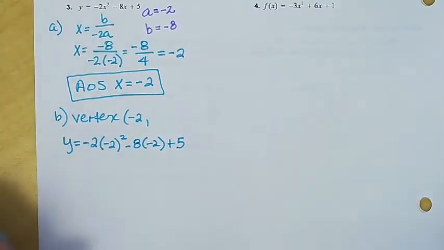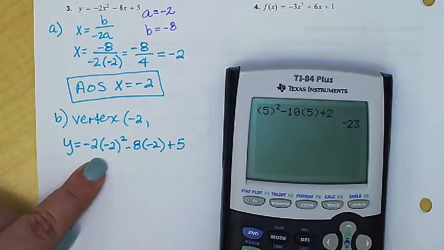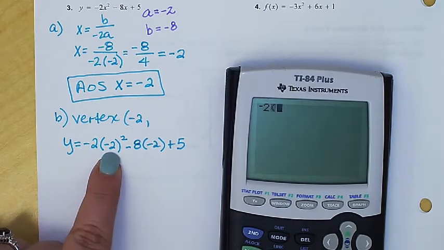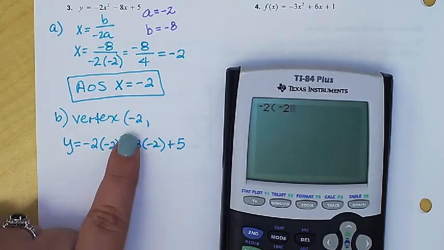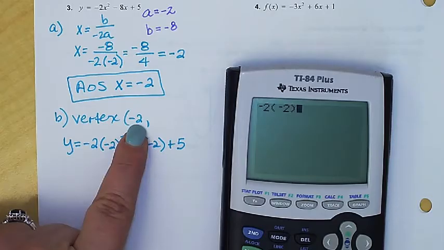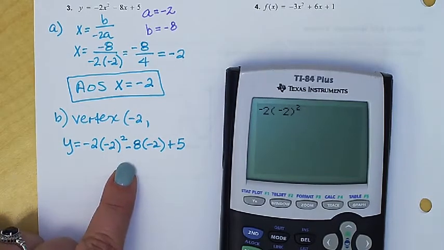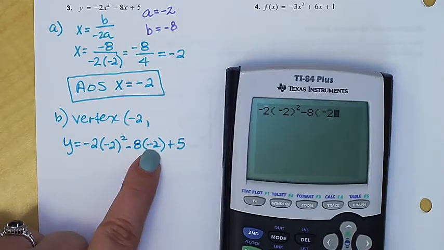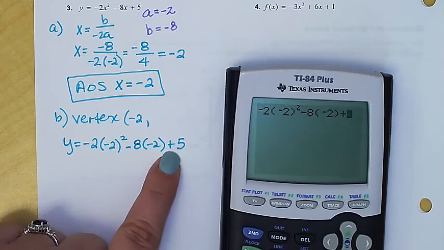Okay. And again, you could do this by hand, or you could grab your calculator. It's a good exercise. Make sure you're using negative signs unless it's a subtraction, right? The calculator does distinguish. So I want to do negative 2 as my coefficient, and then in parentheses, I'm going to insert the negative 2 x-coordinate. That's squared. And then minus 8, insert a negative 2 again, and then plus the 5.